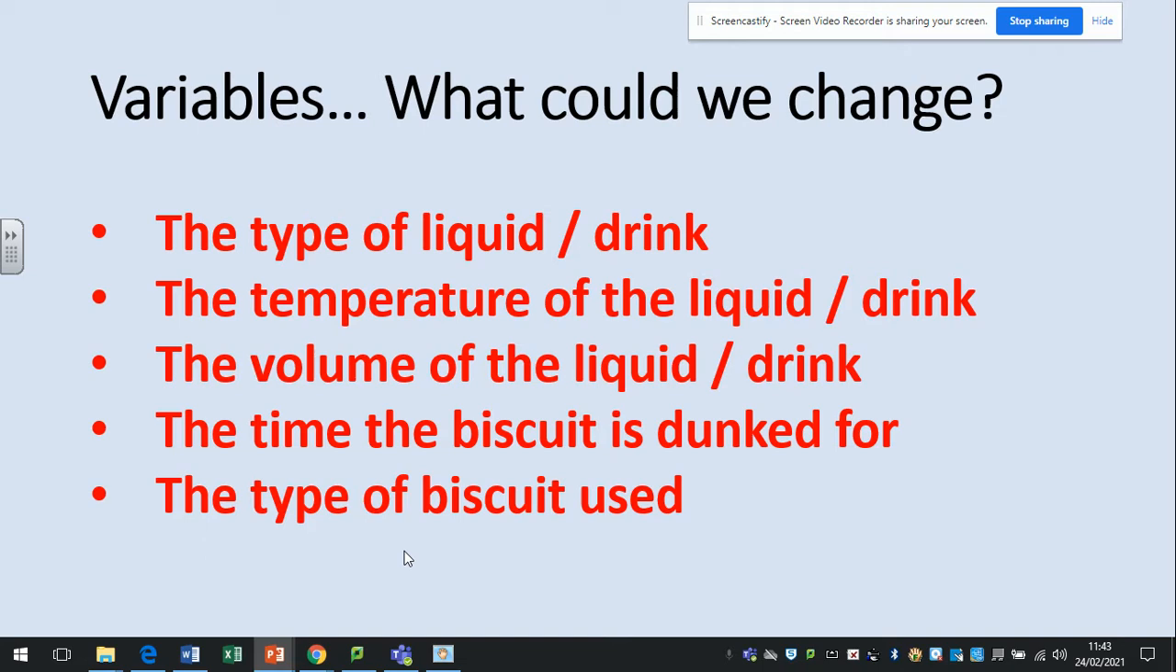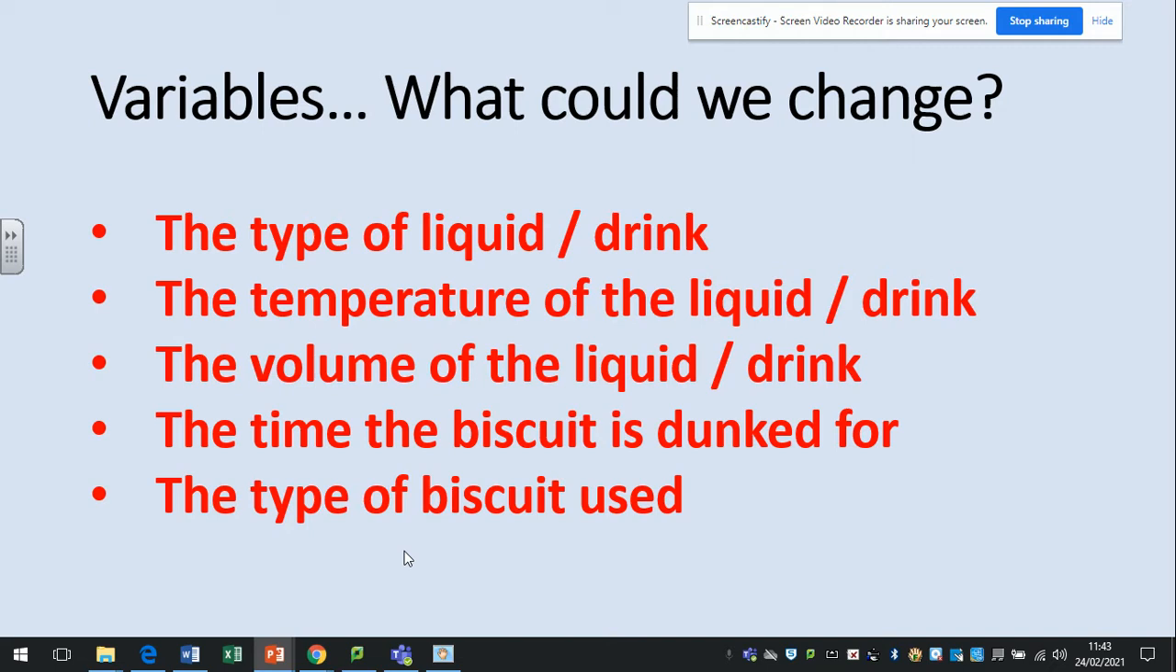Is it scalding hot? Don't do that, please, without parents. Is it lukewarm tea? Has it been outside, in the middle of winter for several days on end and is absolutely freezing? Okay, what temperature is it? The volume of the liquid, so how much liquid there is.